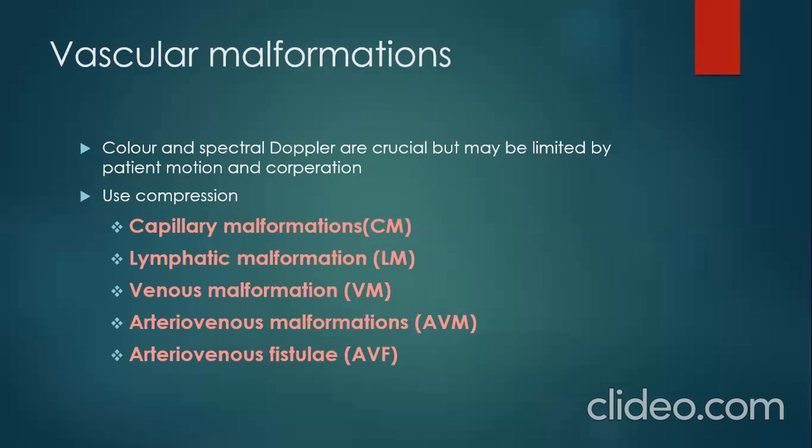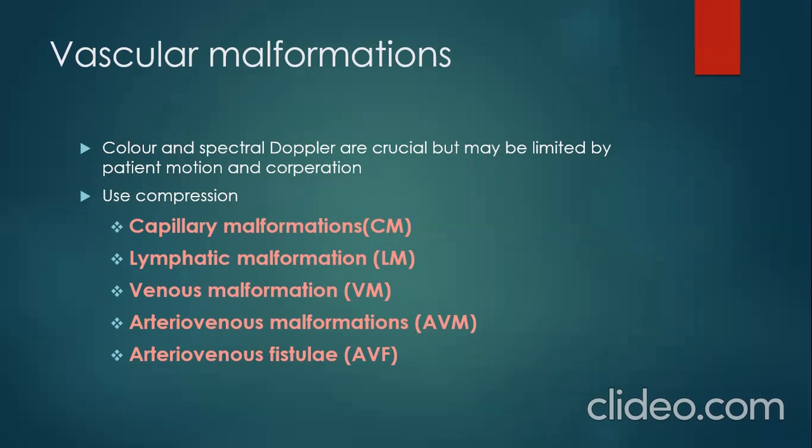And as mentioned earlier, we also get vascular malformation. And when we're dealing with vascular malformations, color and spectral Doppler are very crucial. But most of the time, they are limited due to patient motion and cooperation, especially if we're dealing with pediatric patients and geriatric patients. They might not be as cooperative as we want. So it might be difficult for us to employ this color and spectral Doppler, and also use compressions, because remember we might be dealing with venous malformations as well.